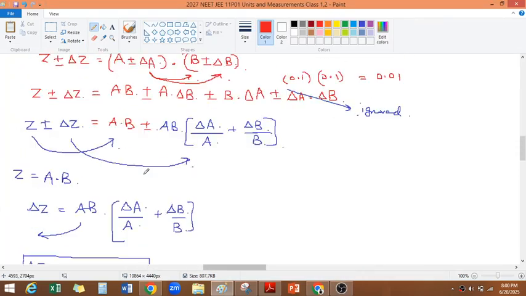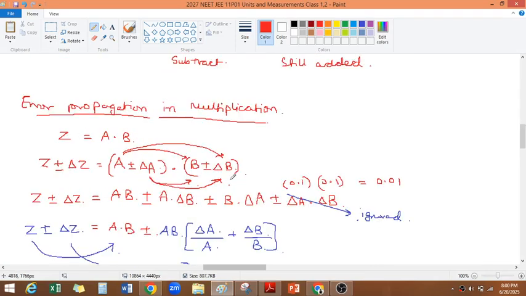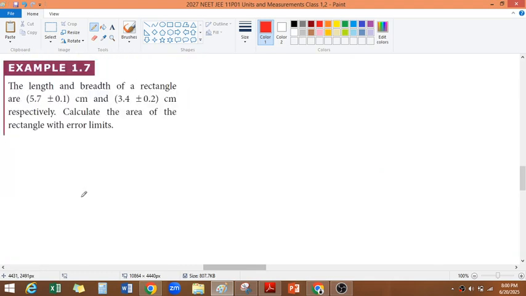Okay, so whatever we derived here for error propagation in multiplication, this is the final formula. So let's see if we can apply it over here in this example. The length and breadth of a rectangle are this much. Calculate the area of the rectangle with error limits. So that means they are given a rectangle.